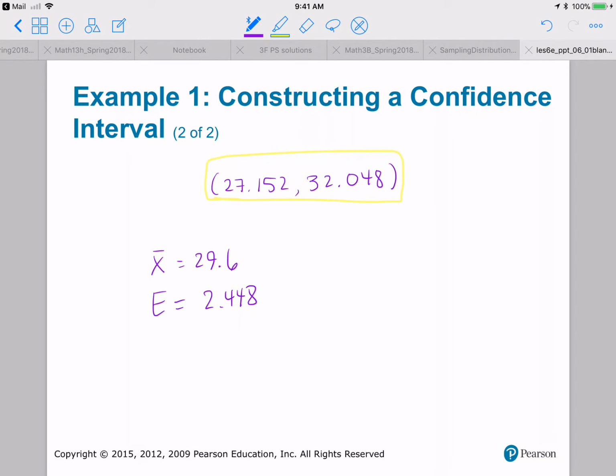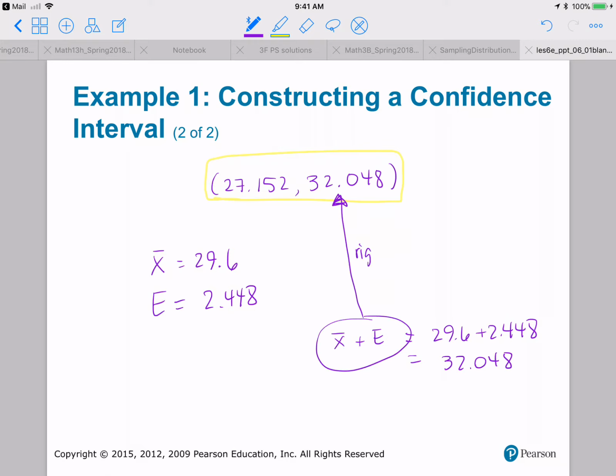2.448. So if we do 29.6 plus 2.448, so X bar plus E, which is 29.6 plus 2.448, 32.048. So this is your right endpoint. And likewise, your left endpoint is going to be X bar minus E. This is going to be your left endpoint.